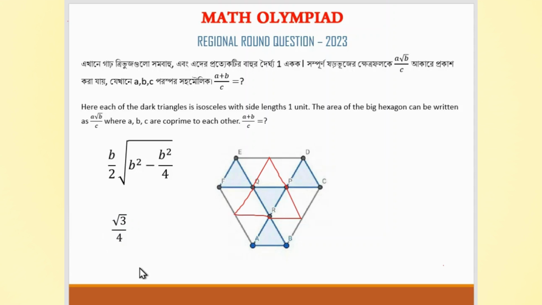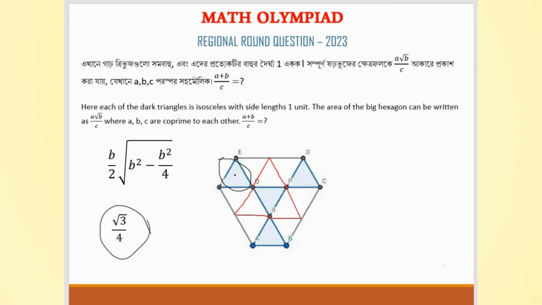So what is going to be the value of this root over 3 by 4? Is it going to be the whole triangle, all of the triangles? No, it is just the area of only one triangle here. It can be any of the triangles. So basically we just assume that each triangle's area is root over 3 by 4. Okay, so that's what we got.